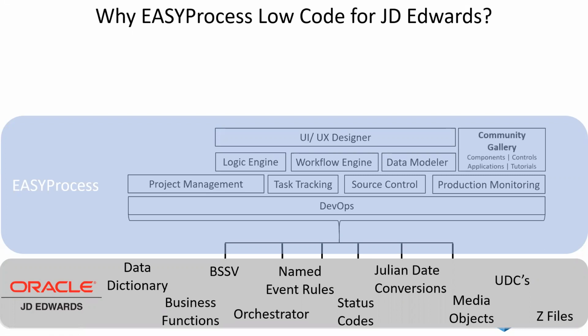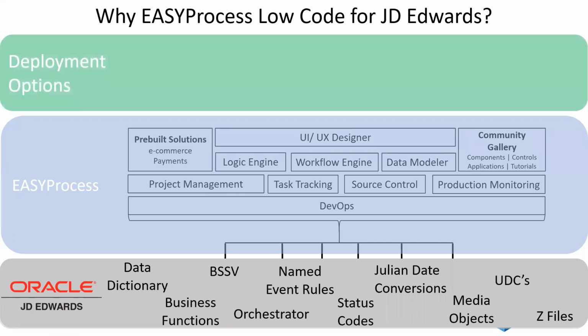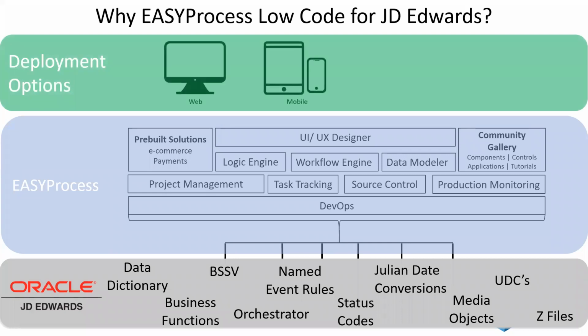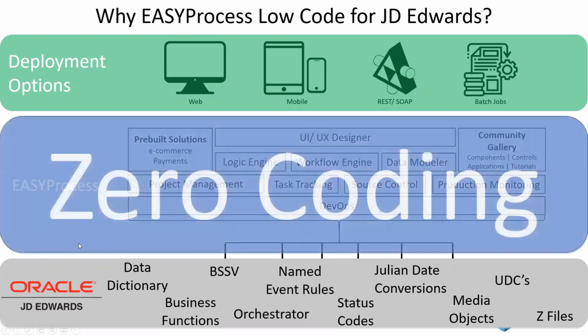Then we have our community gallery, which we talked about earlier, and a set of pre-built solutions as well. So this platform has a lot of robustness built in. Anything you build in EasyProcess can be deployed as a web, mobile, or native application, as SOAP or REST services, or as a batch job. So let's go back to the bottom. We have access to all of the goodness that is inside JD Edwards. And everything you do in EasyProcess has no code. So I am dragging and dropping this world.